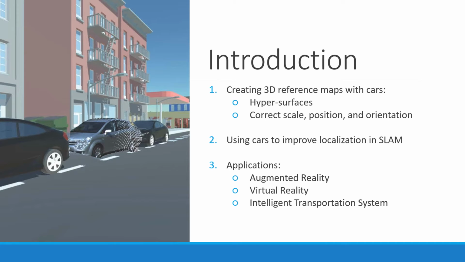In this work, we proposed a first step towards automated reference maps by mapping cars in 3D and localizing them in a metric map. The cars are represented by meshed hypersurfaces with close resemblance to reality. The cars are drawn at the correct scale, position, and orientation. As a byproduct, the resulting semantic map has a potential to improve vehicle localization under the framework of SLAM.